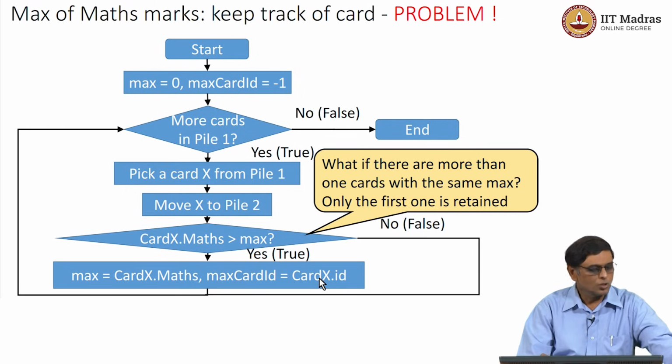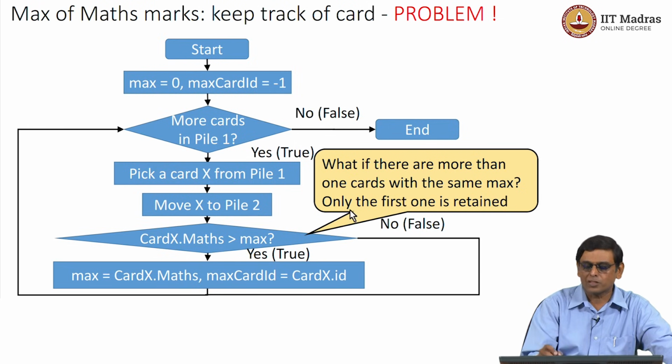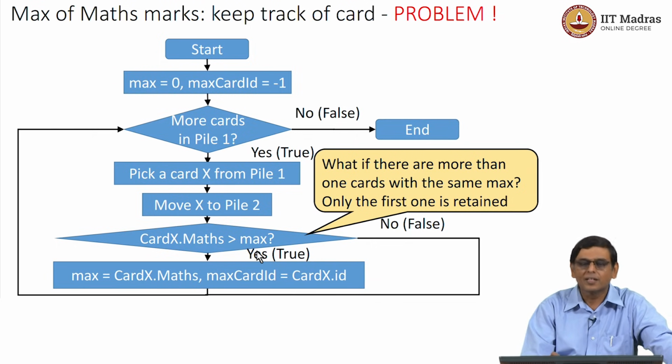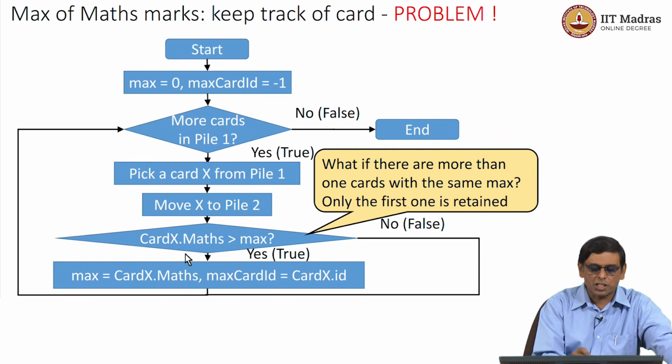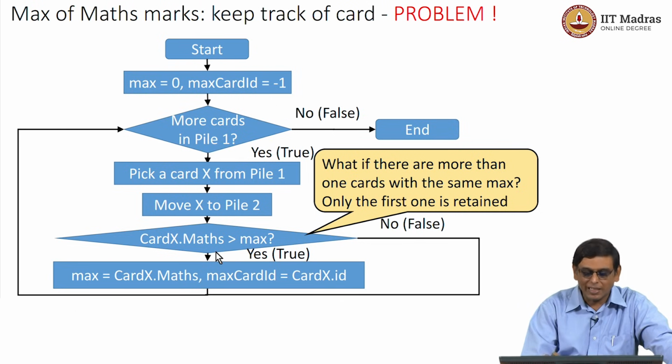If you do not do that, only the first max marks will be retained, and the subsequent max numbers that you encounter will simply be ignored, because this condition is checking whether a card is greater than max. So, if you find something that is equal to max, that one will get ignored. You will go down the no path when you find a card like that.